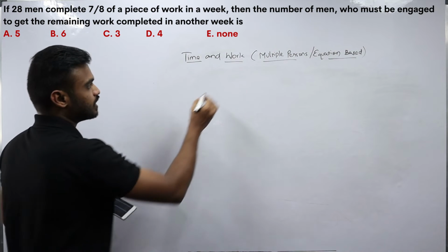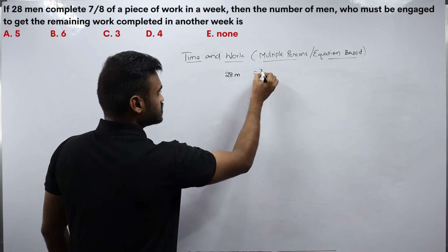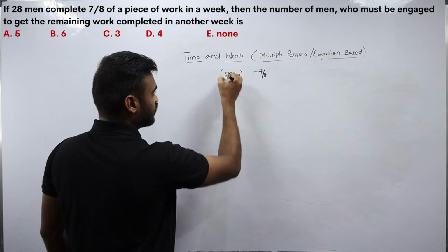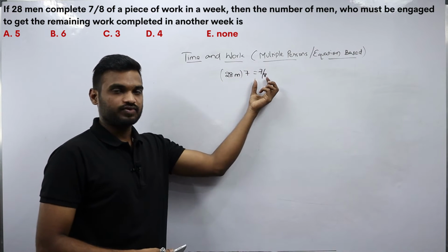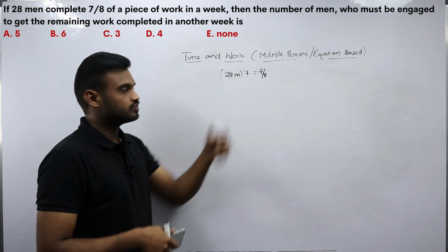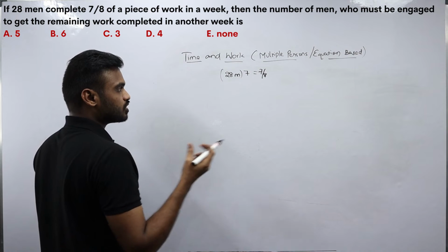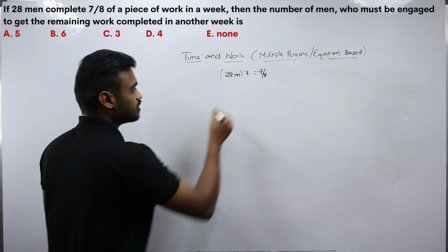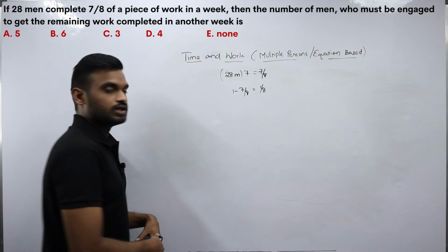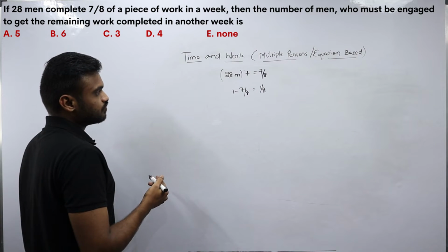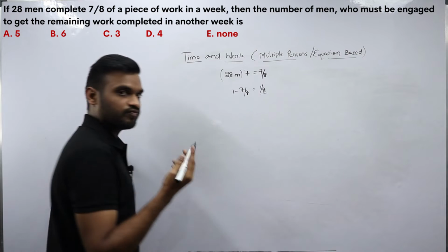Now let's see. They are saying that 28 men have completed 7 by 8 part of the work in 1 week, that is 7 days. Now 7 by 8 part of the work is already completed. What is the amount of work left over? That is 1 minus 7 by 8, so 1 by 8 part of the work is left over. Now they are asking us to find the total men required to complete this 1 by 8 part of the work in 1 week.